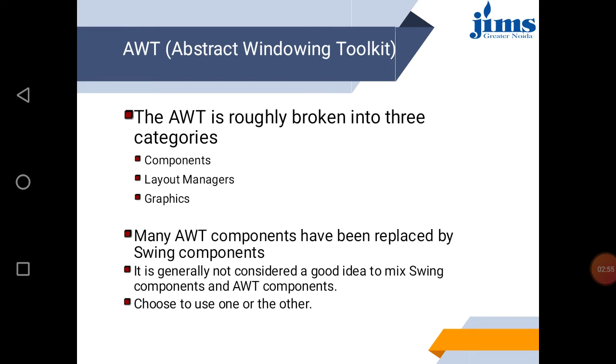Swing is an advancement of the Java system, and Swing appearance is much better than AWT appearance. It is generally not considered a good idea to mix Swing components and AWT components. So either you choose AWT or Swing components. In AWT, if you want to add a text box, then in Swing we mention JTextField. So we add the J symbol before using any component.